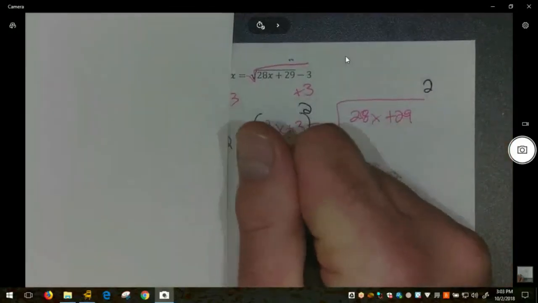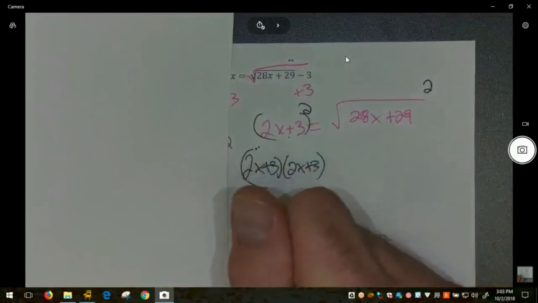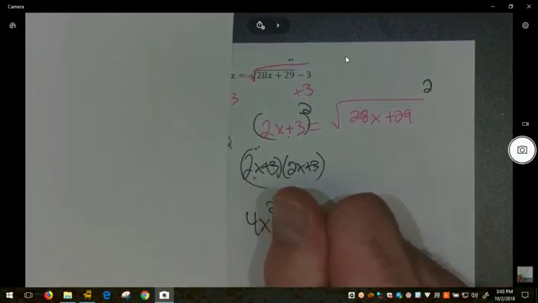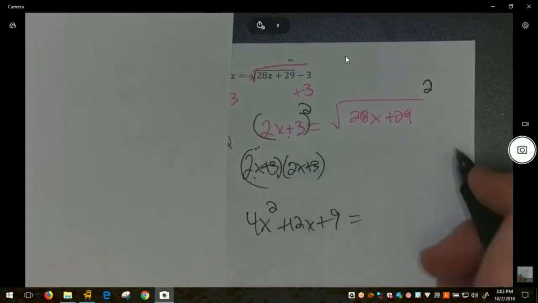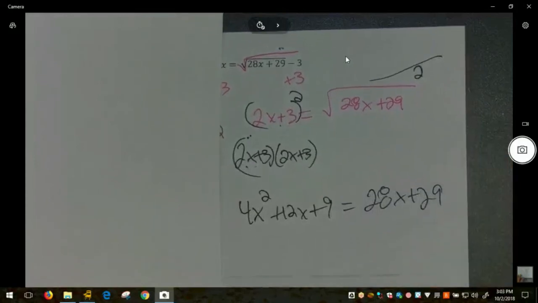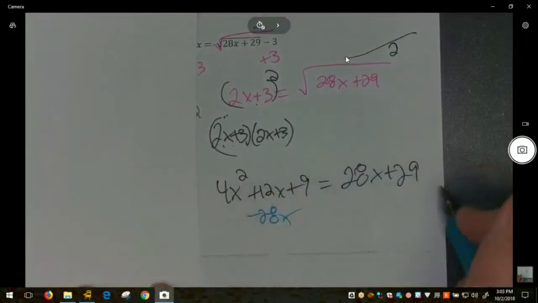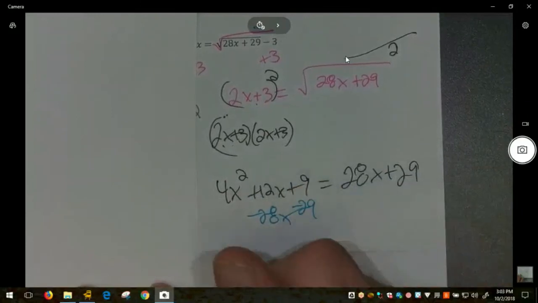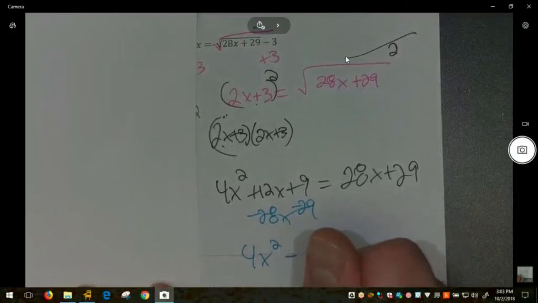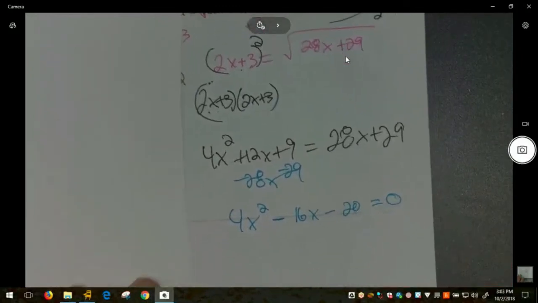So this is actually 2x plus 3 times 2x plus 3. That gives us 4x squared. That'll give me 6 and 6 is 12x plus 9. On this side, I have 28x plus 29. We're going to get our variables, since we have a quadratic, to one side by subtracting 28x and subtracting 29. This gives us 4x squared minus 16x minus 20 equals 0.